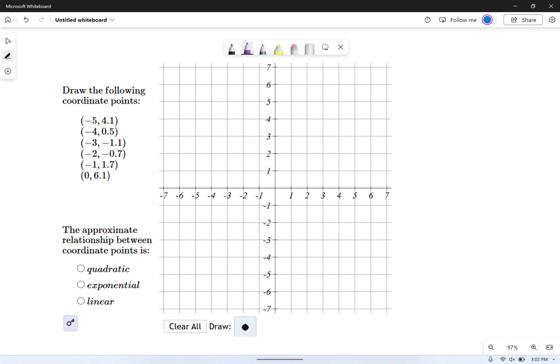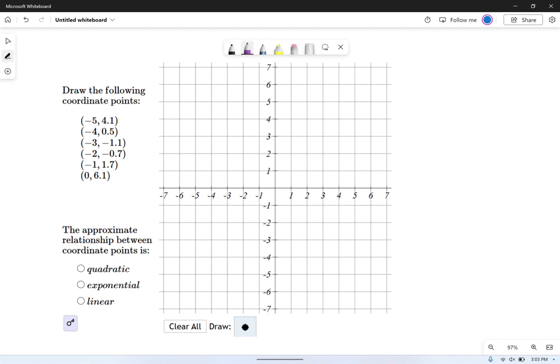So I'm going to start with -5, 4.1. It just wants you to select this little dot thing here. It's probably already selected for you. I don't think you have to push it. And just go to -5, which is over to the left by 5, and then up by 4.1, which is like this, and put a dot there.